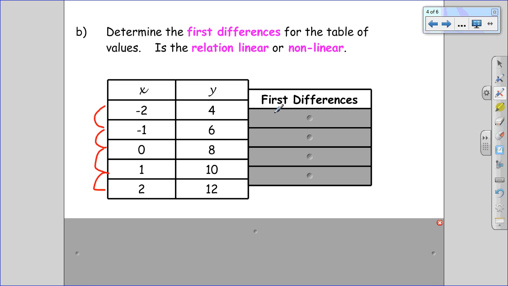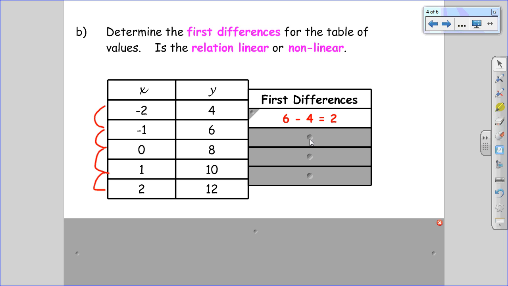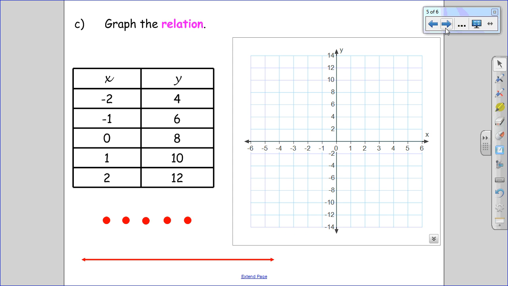So I'm going to do 6 take away 4, and that's going to give me 2. Then I'm going to look at 8 take away 6, and it's 2. 10 take away 8, 12 take away 10. It's always 2. That's really just the pattern we came up with on the first page, and the first differences are constant for evenly spaced x values, so it is linear.